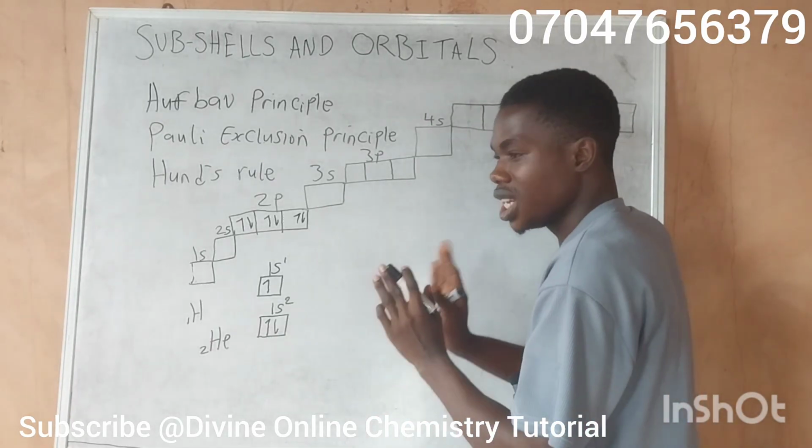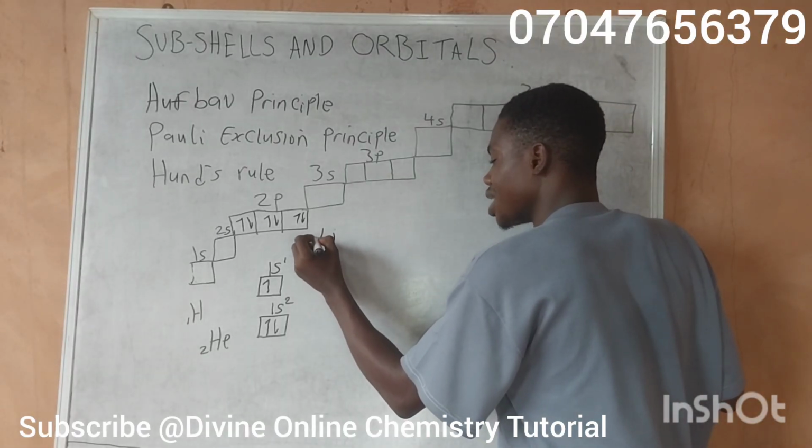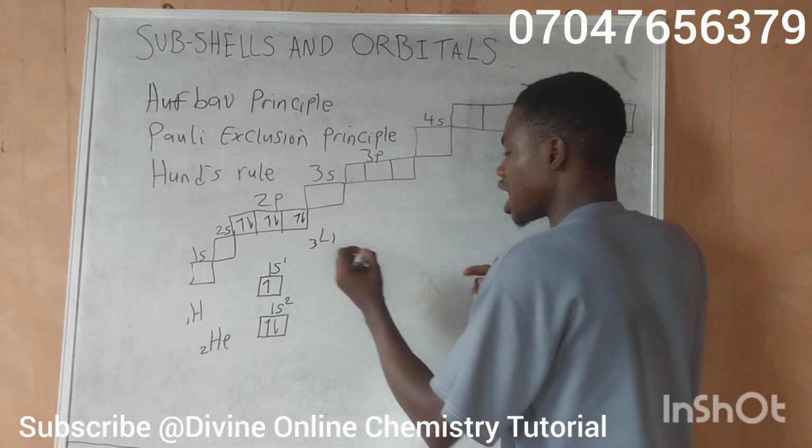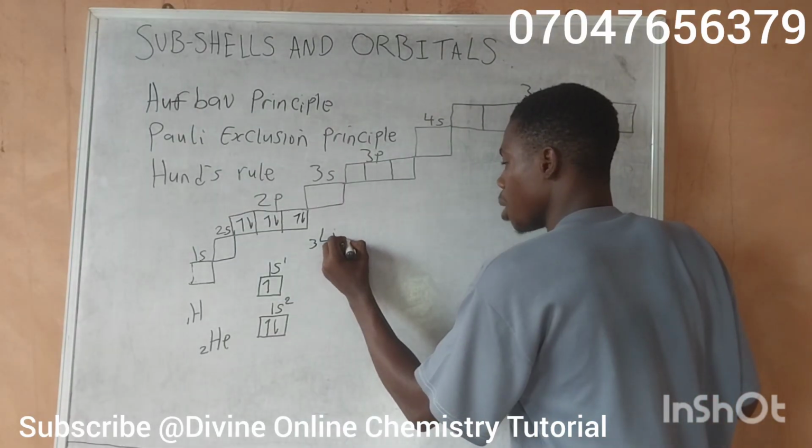So let's talk about lithium. Lithium is the third element in the periodic table and has atomic number 3, which means it has 3 electrons. So we are going to start with this. Same process.